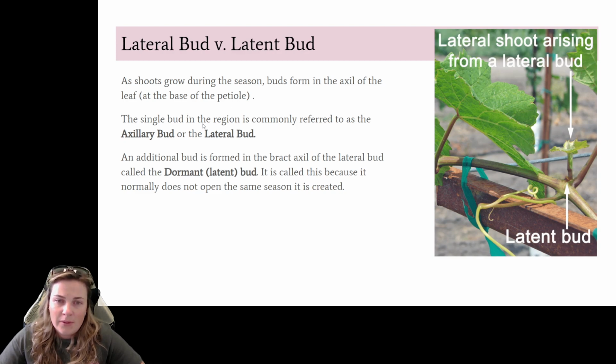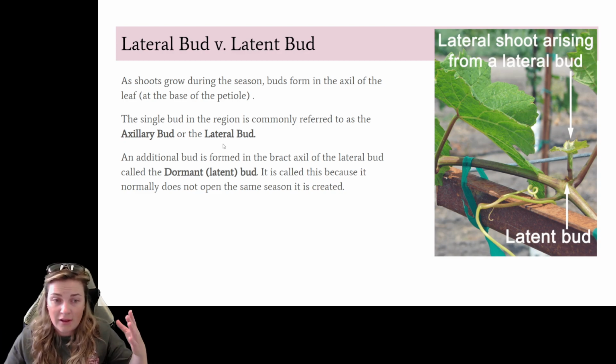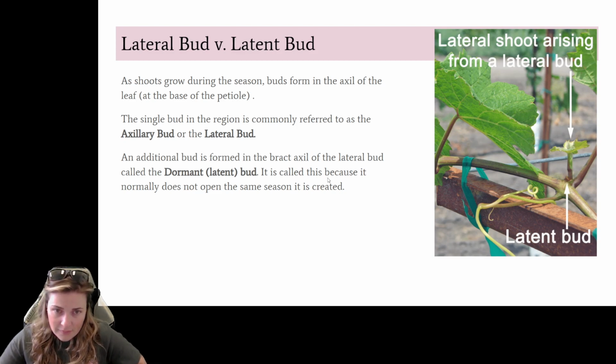The single bud in the region is commonly referred to as the axillary bud or the lateral bud. It doesn't help that we have multiple terms for this. There's a plant biologist term, and then there's a viticulturist term, so you'll hear people refer to both of them. So axillary or lateral bud. An additional bud is formed in the bract axil of the lateral bud called the dormant latent bud.